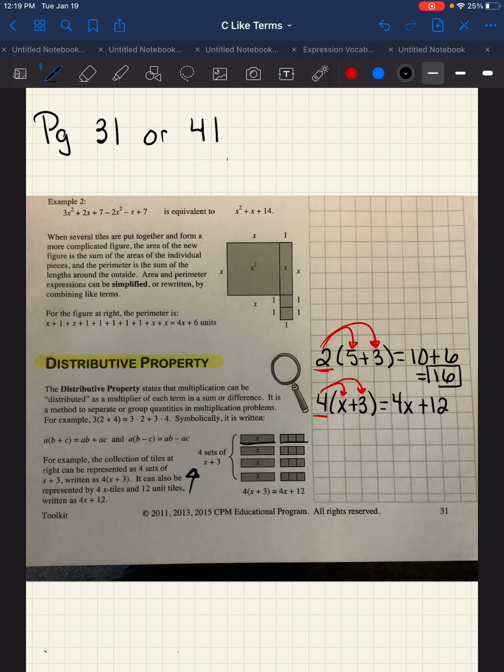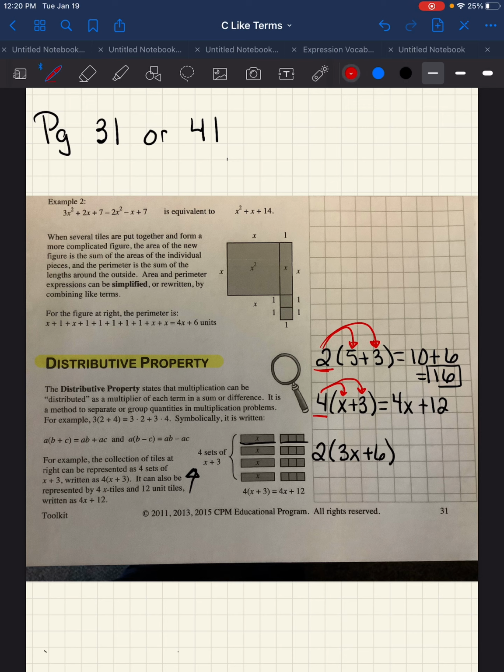So we distribute or give that multiplication of 4 to each thing in the parenthesis, and now we have an equivalent, an equal expression, but now it doesn't have the parentheses, which is an important thing because sometimes we need those parentheses to go away. Okay, one more example. Let's say we have 2 groups of (3x plus 6).